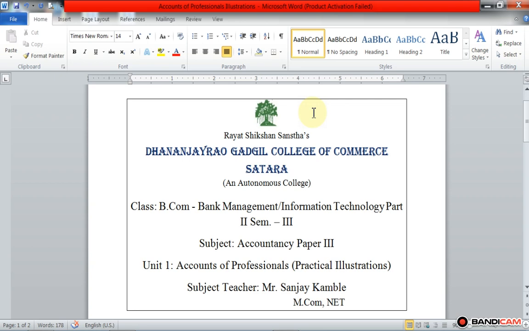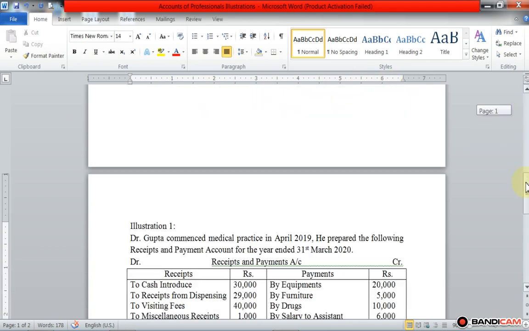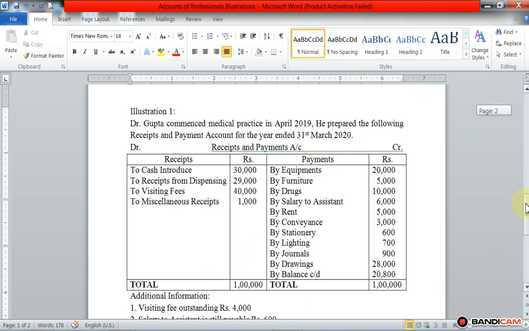Now we are going to start practical illustrations on accounts of professionals. So here the first illustration is given in front of your screen. First of all, we read the illustration carefully and then we make a solution of that illustration.